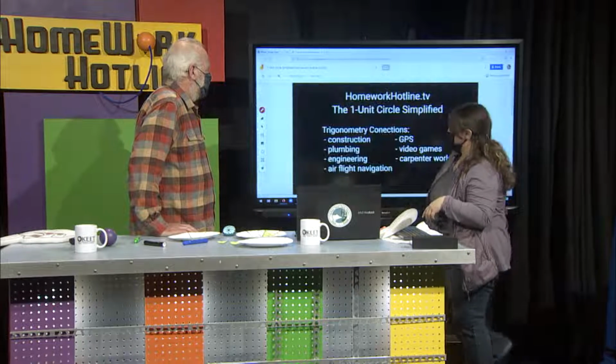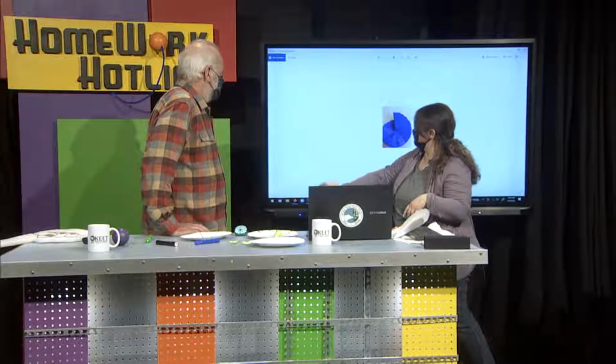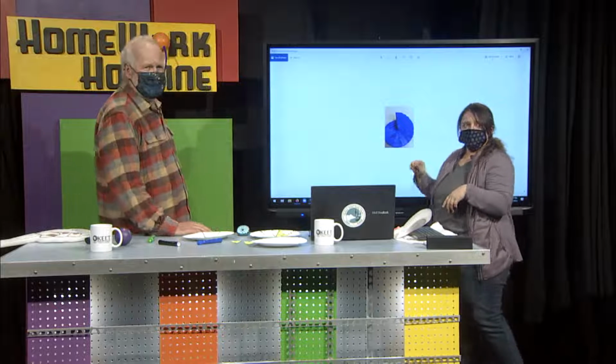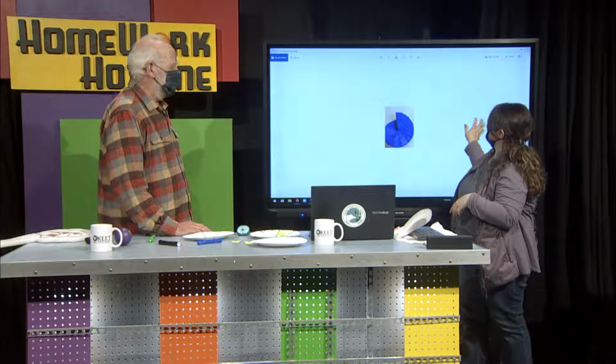Okay, there's some cool pictures. I think we have a couple minutes. Here's a unit circle 3D. We're wrapping it up.